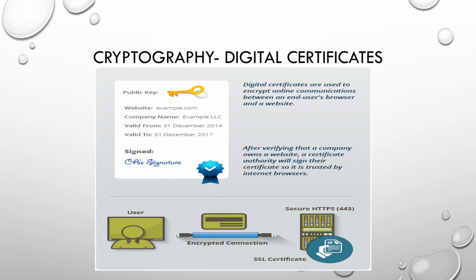So if you look to the left of the diagram, you would see the public key, and it will have the website, whatever website it is that the company owns. For example, let's say msn.com or amazon.com, followed by the company that owns the website, and then you will get a validity date of the certificate, meaning when it is valid from and until when it is valid to, right?